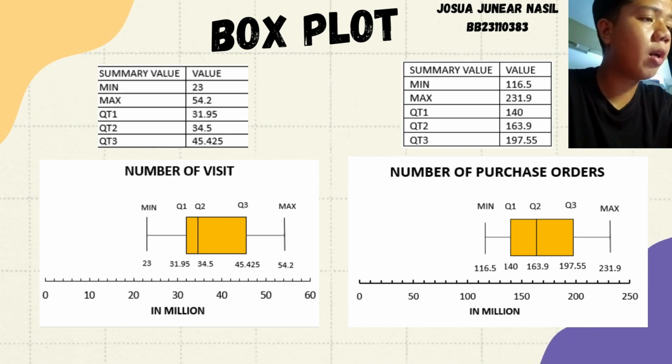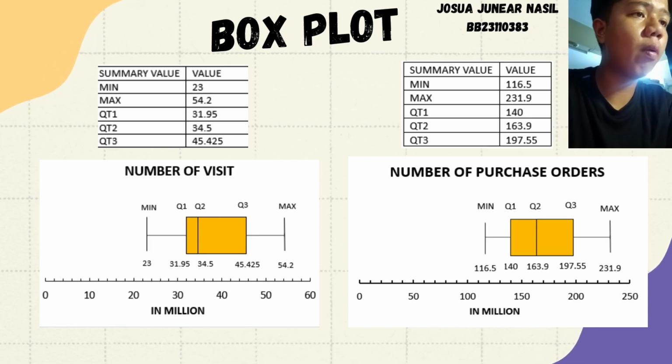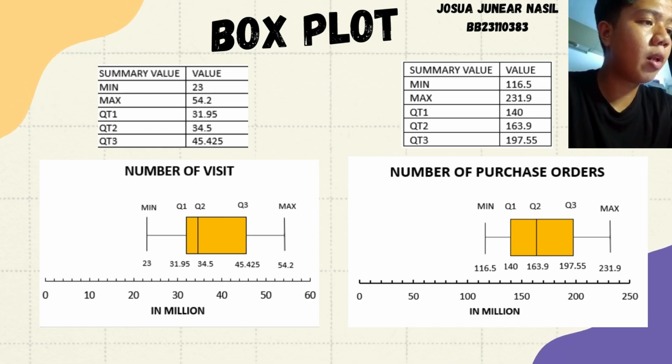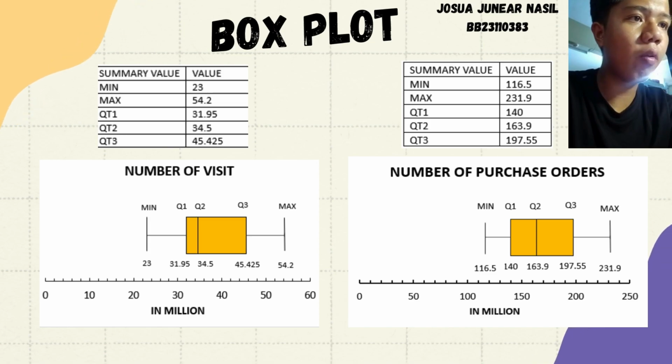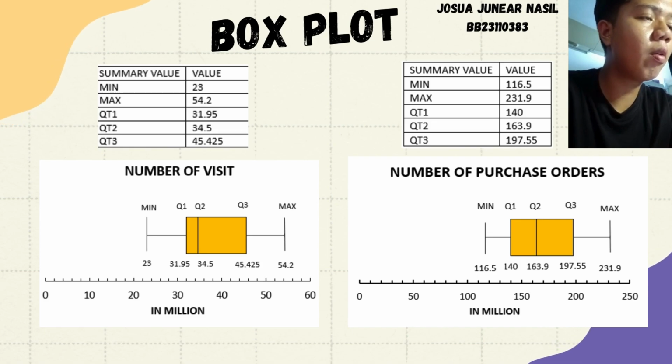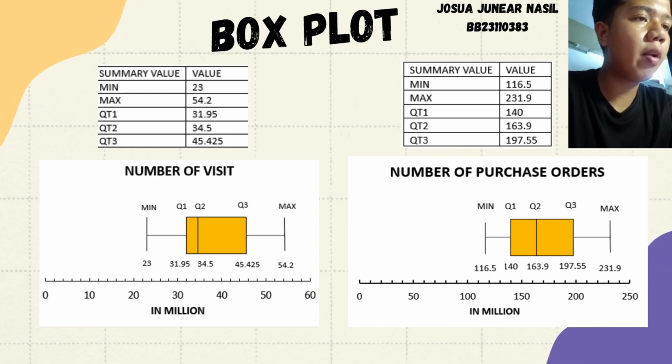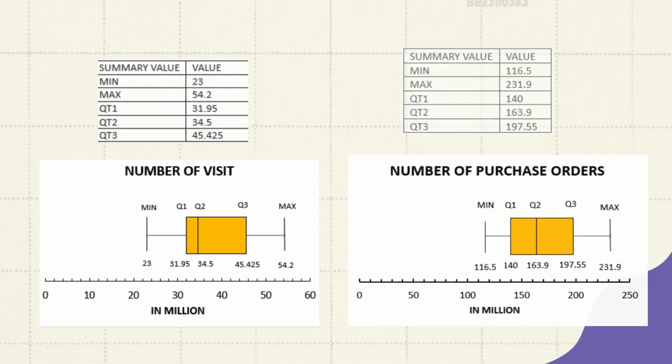Whiskers are the lines on the left and right side of the box. Whiskers show the range of the data. So the bottom of the left whisker shows the minimum of the data, and the top of the right whisker shows the maximum of the data. Box plots are useful for comparing the distribution of different data sets and also help identify skewness, central tendency, spread, and potential outliers.